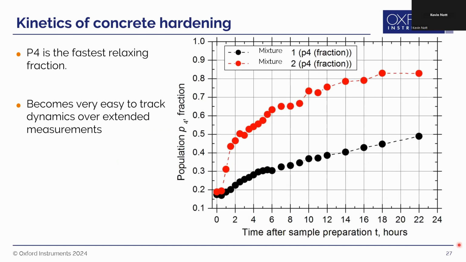This is clearly shown in this kinetics graph for the proportion of the strongest bound fraction in each mixture. So we can see that mixture 2 here exceeds the bound water proportion of mixture 1 after only a few hours, and then far exceeds this over the next 20 hours. Obviously, this relates to just one aspect of the concrete performance.